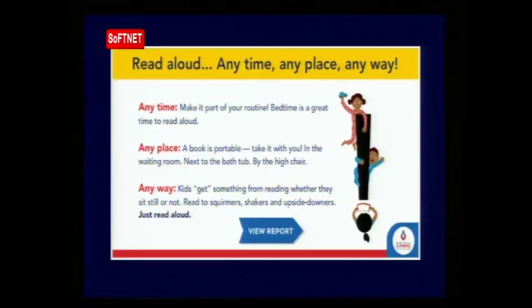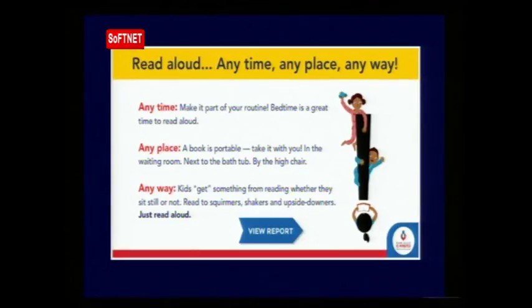First of all, read aloud. Now, how do you read aloud? You read aloud anytime, any place and any way. So, anytime, make it part of your routine. Bedtime is a great time to read aloud. Now, do you read it in class also? Yes, you read it in class also aloud. Your teacher must be giving you the opportunity to read aloud.